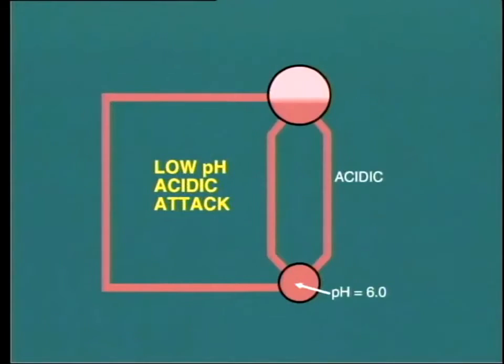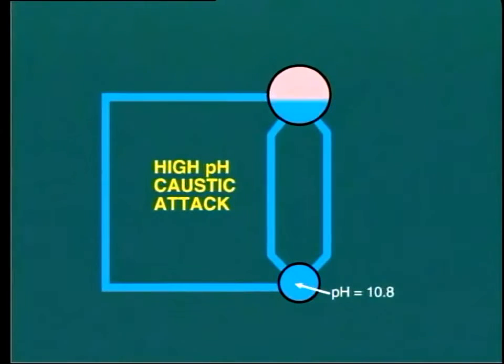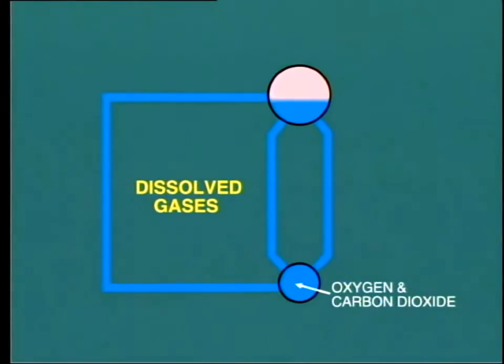Well, there are basically 3 independent causes of corrosion, and they are acid attack, which occurs when the boiler water is in an acidic condition, that is, low pH. Caustic attack, which occurs when the alkalinity of the boiler water is too high, the pH level is above about 10.5. The presence of dissolved gases such as oxygen and carbon dioxide in the boiler water.